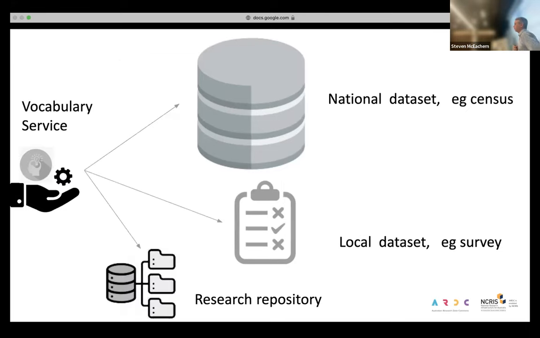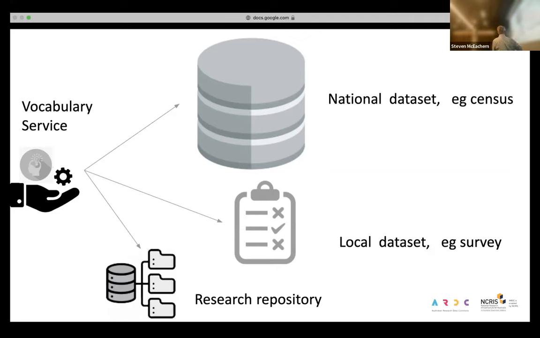So the idea of a vocabulary service in this context is to provide an independent point, a community-supported reference, where a research repository, the software provider of the survey tool, the researcher doing the survey, as well as the national body, are all working with community-enabled concepts.